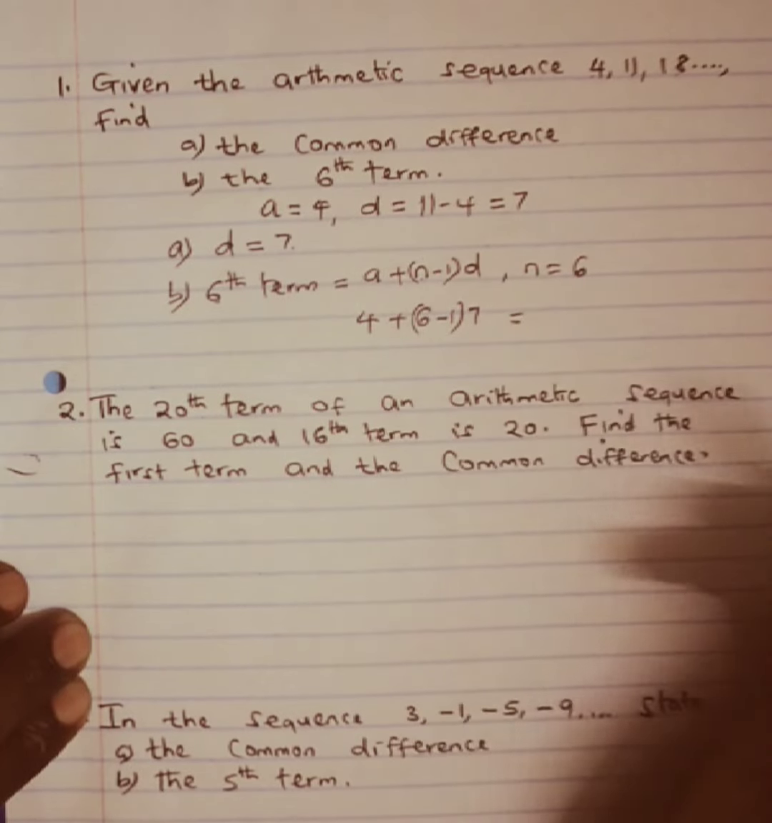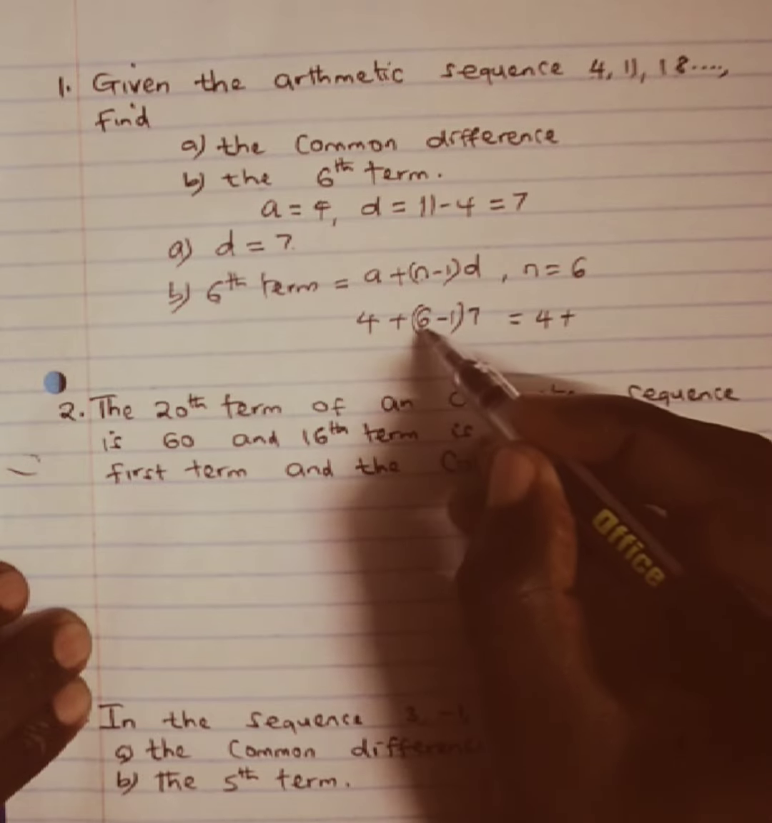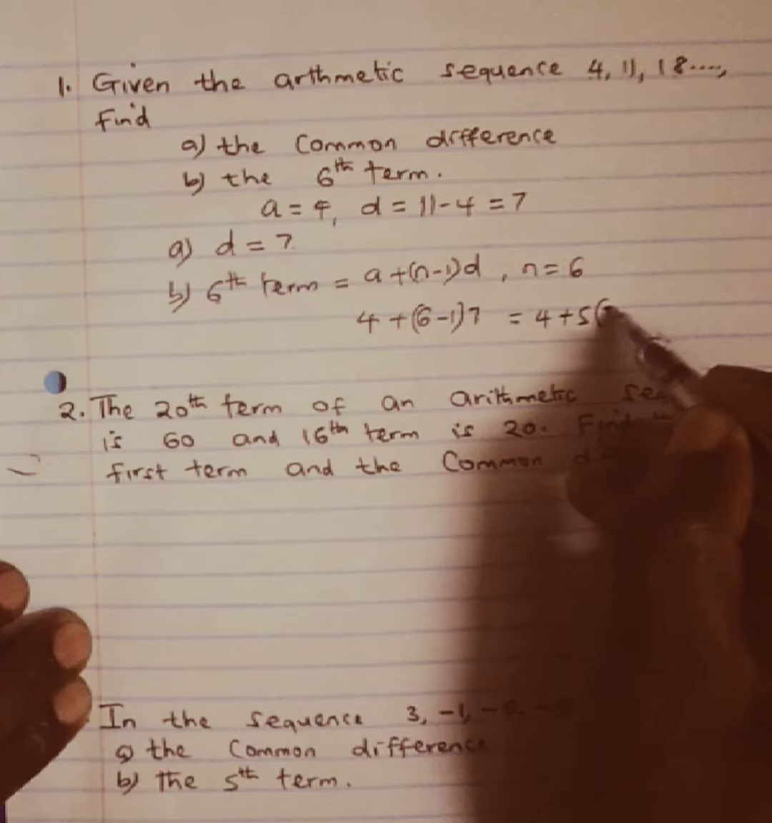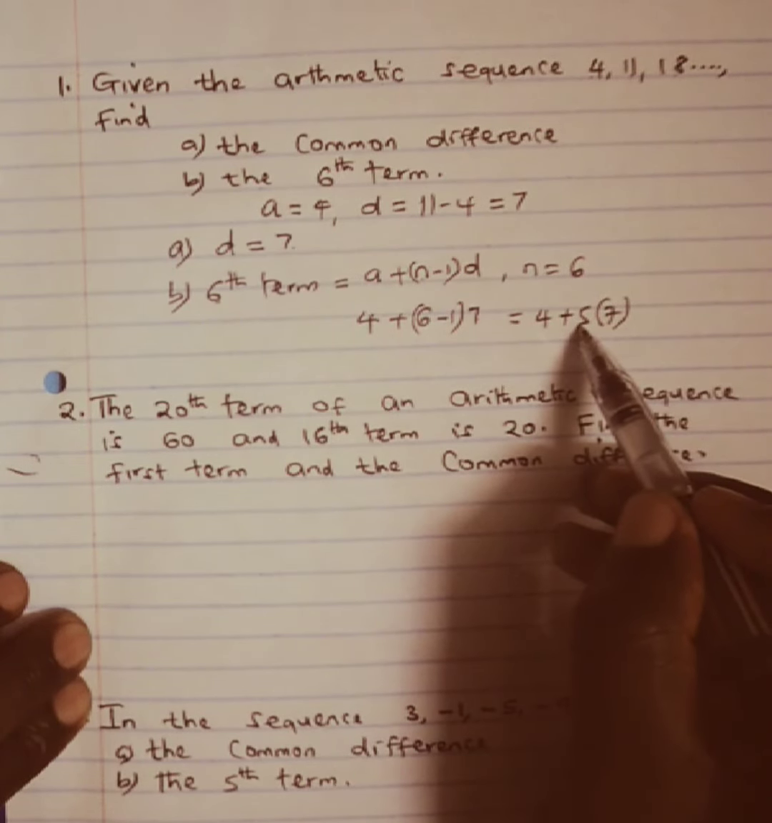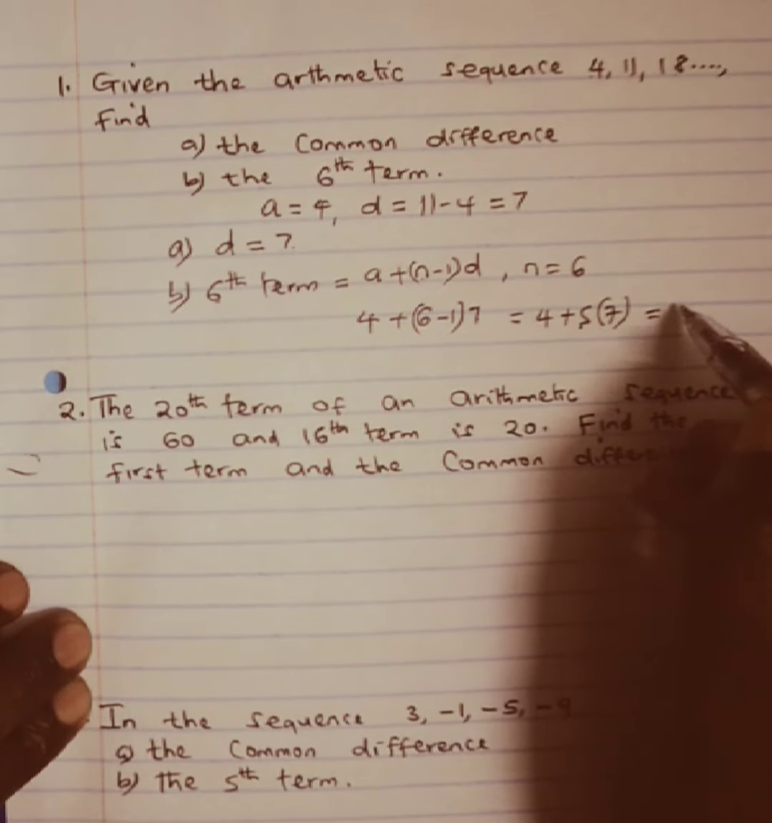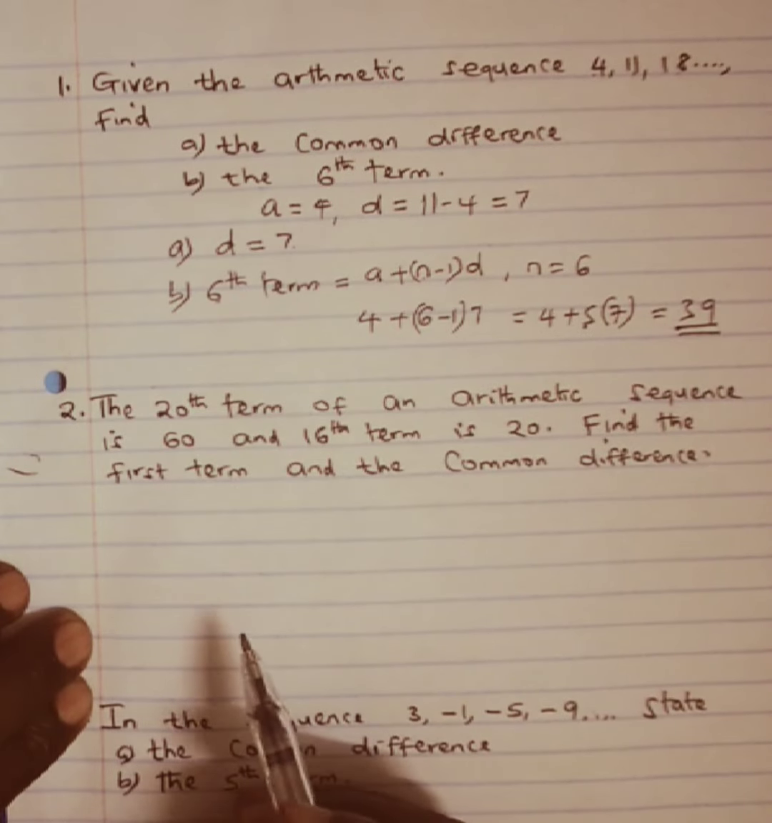From here, we know this is 4 plus 6 minus 1, you get 5. Then we multiply by d, which is 7. Remember, 7 times 5, you get 35. 35 plus 4, it gives us 39 as our sixth term.